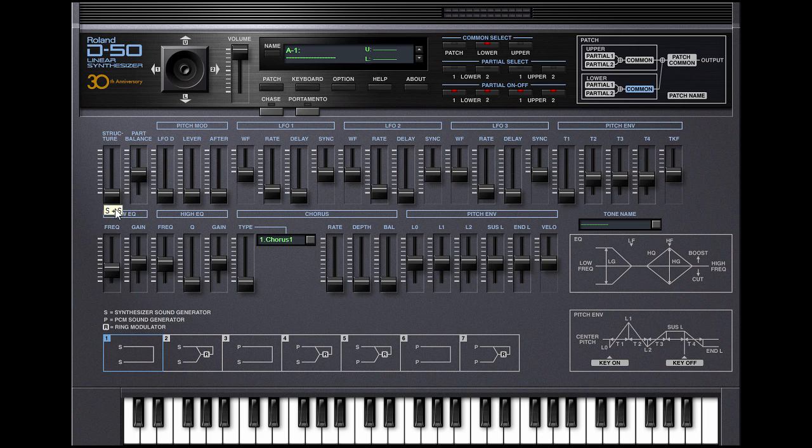The structure lets you select several algorithms or structures, so the partials can be synth-generated, which are represented with an S, sample-generated, which are represented by a P, or a mix of both, and an option of ring modulation. The ring modulation is represented by an R. Let's choose for now both synth modes, S and S.